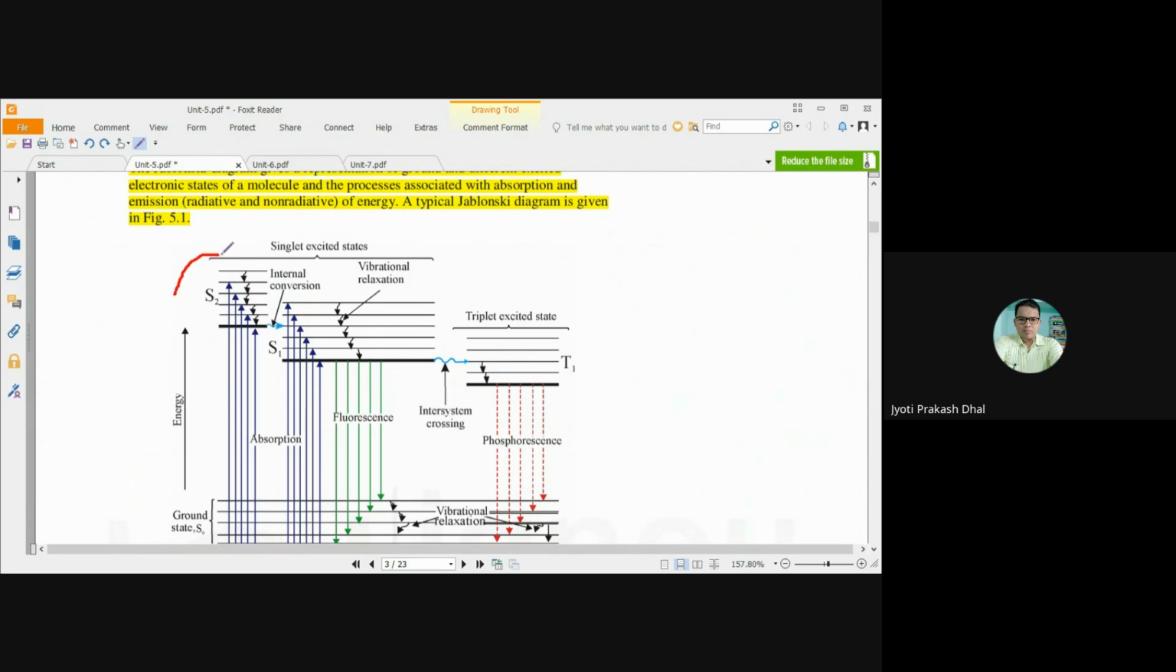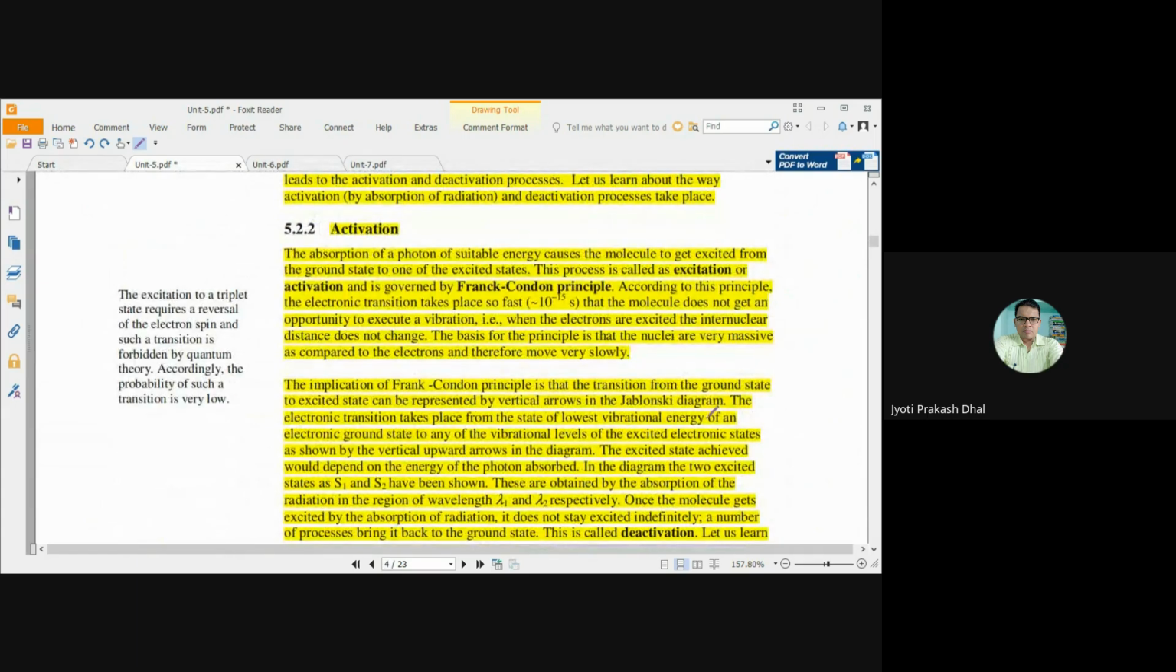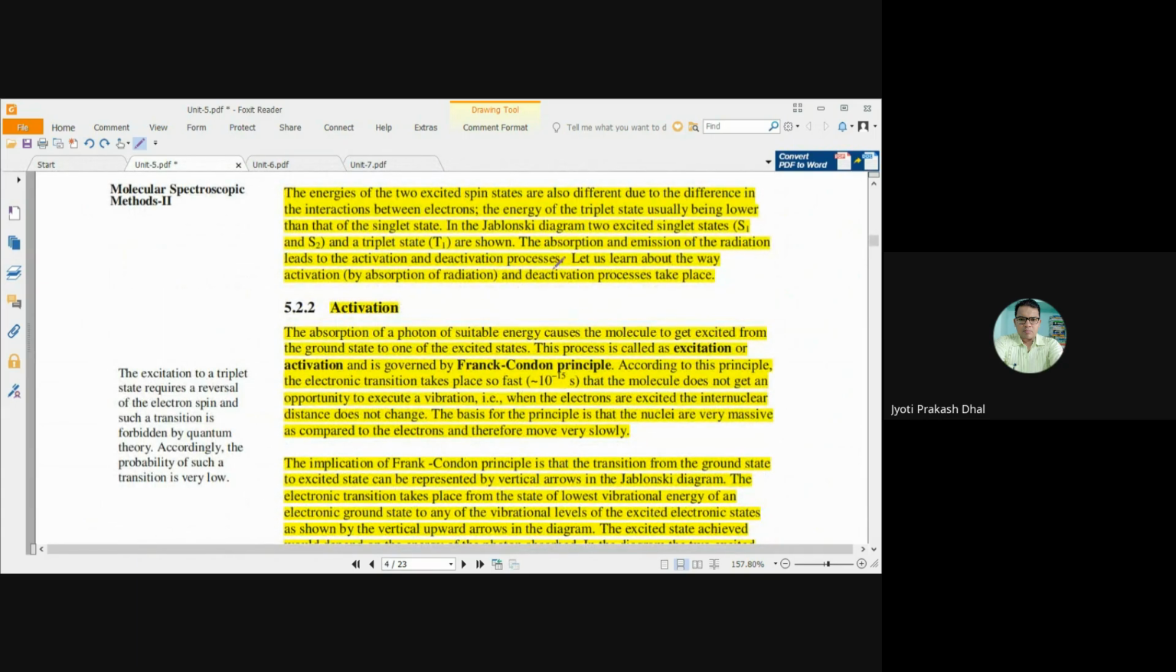So this is the first excited singlet state S1. This is the second excited singlet state S2, and this is one excited triplet state T1. So in the Jablonski diagram, only these three states are there. The absorption and emission of radiation lead to activation and deactivation processes.